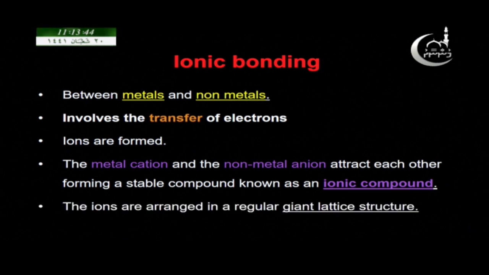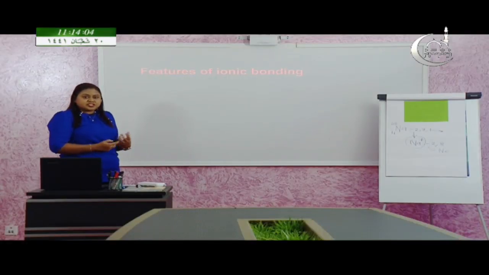The ions are arranged in a regular giant lattice structure. So, when we move on, we will be learning in detail what this giant lattice structure is. We will first focus on what ionic bonding is. Some of the features of ionic bonding. Before we learn how to draw the structures, we should know what are the features of ionic bonding.